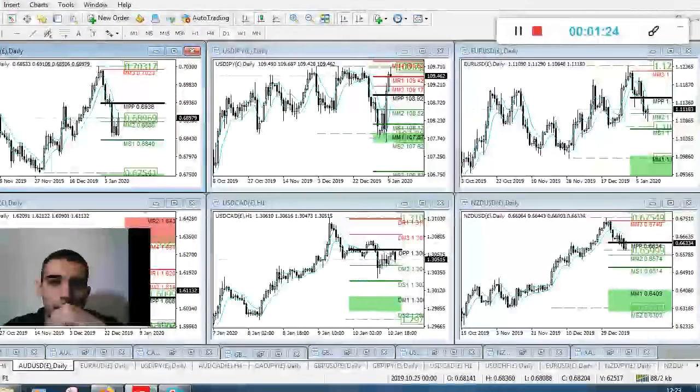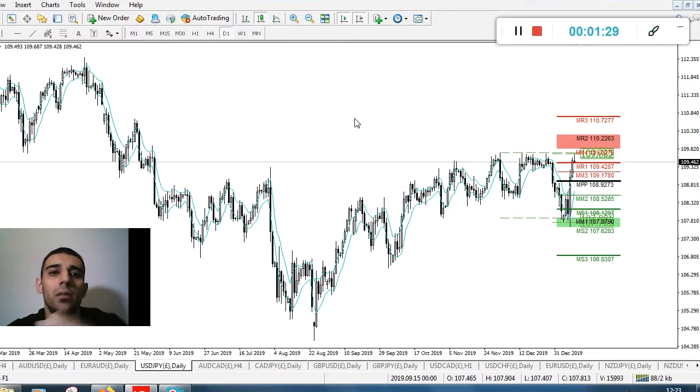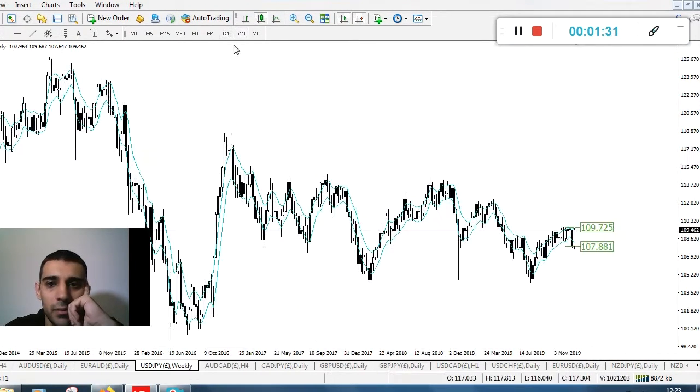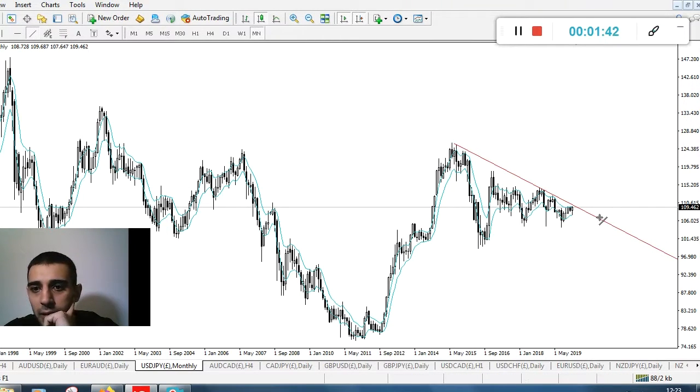Let's see another pair. Now USD and JPY, so dollar yen. Let's see what we've got here. Right, monthly chart. Doesn't look particularly good. I don't have any trend lines. Generally, I do have trend lines. But let's see what we've got. It's a nice trend line down here.